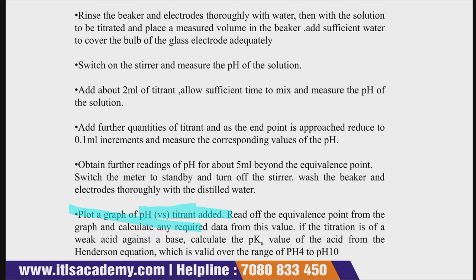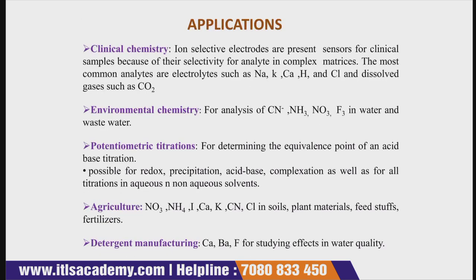Now you have to calculate the pKa value of the acid from this. The calculation for the values that you have plotted is known as the Henderson equation, which is valid only for the range pH 4 to pH 10. So this is very important: the Henderson equation is only valid for a pH between 4 and 10.